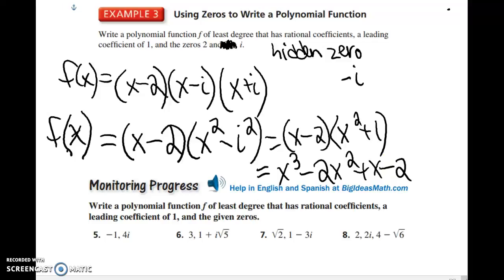Now looking below at the monitoring progress, I don't want you to do these problems, but I want you to cross off the 1 plus, cross off the 1 here, and cross out the 4 here. And we will do these in class tomorrow. Now I want you to refer to the second video to do example 4 for your notes.